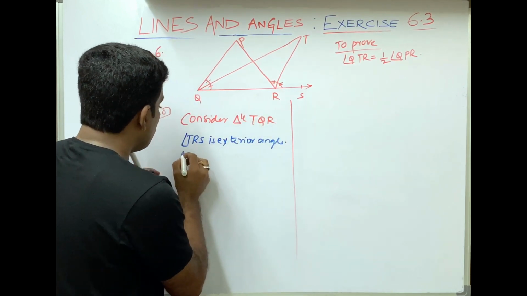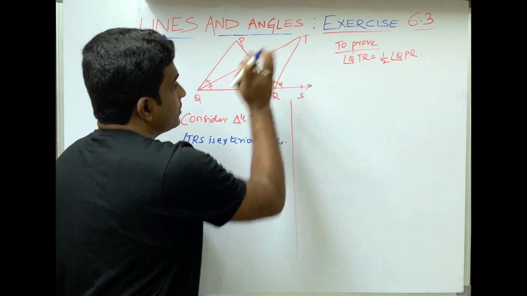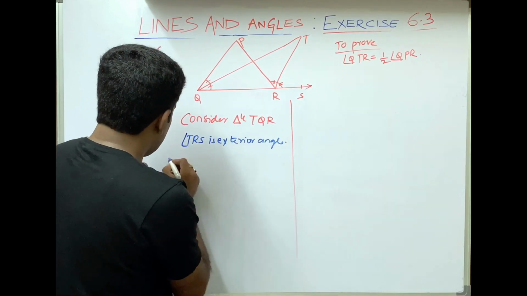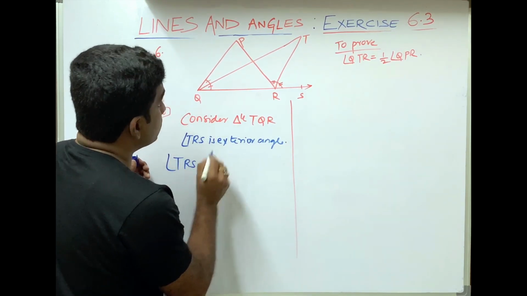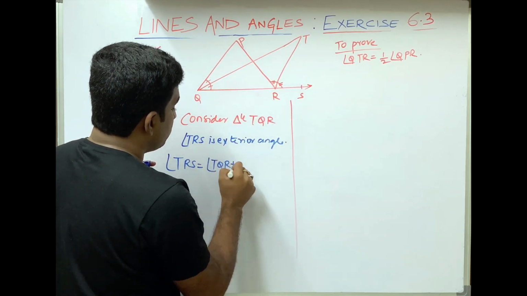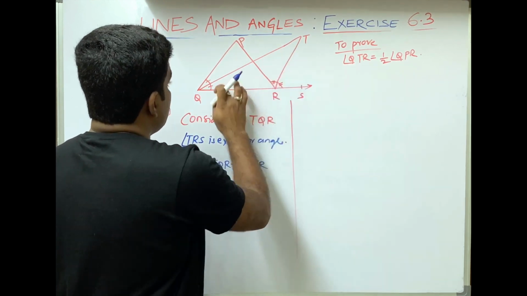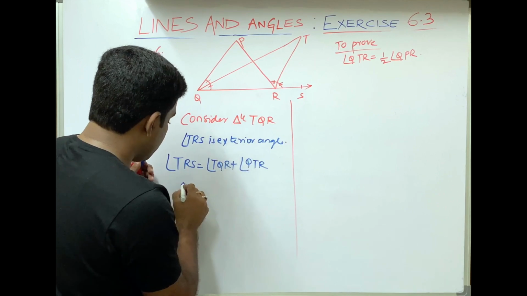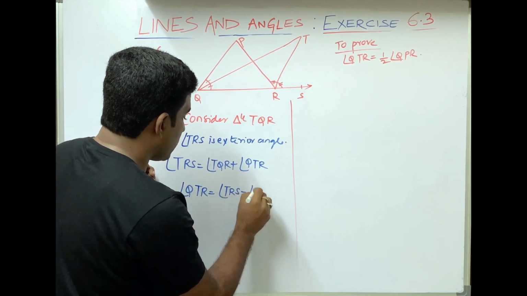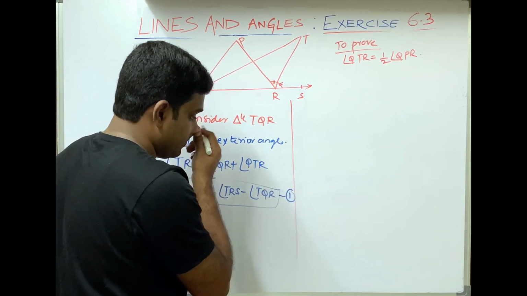Clear? We know exterior angle is equal to the sum of two opposite interior angles. That is angle TRS equal to angle TQR plus angle QTR. Clear? That means angle QTR is equal to angle TRS minus angle TQR. We'll put it as equation 1.